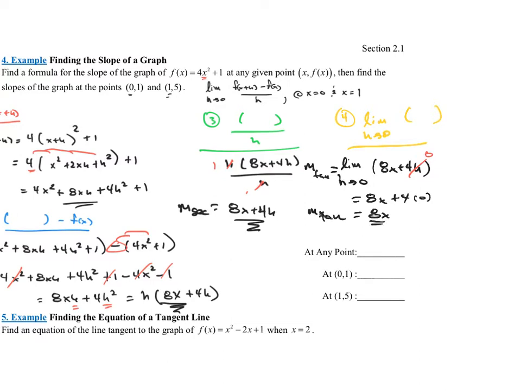And that's what it asked for. It said, what's the slope of the graph at any point? And the answer is 8x, the slope of the tangent line at any point.